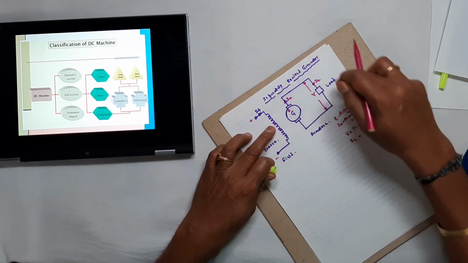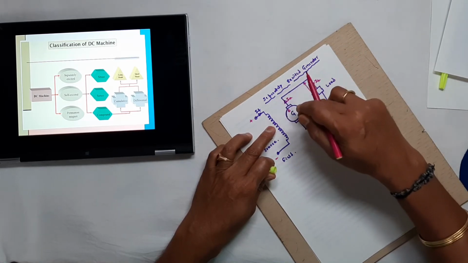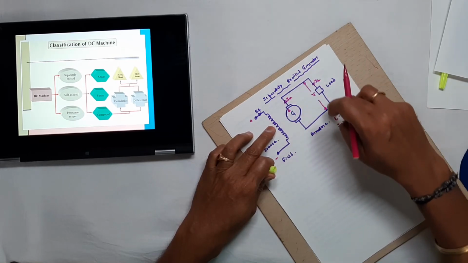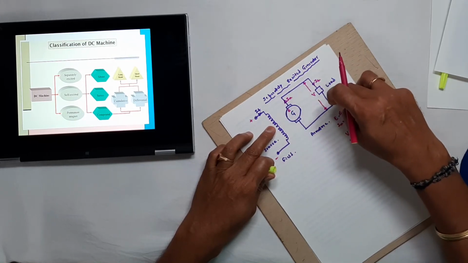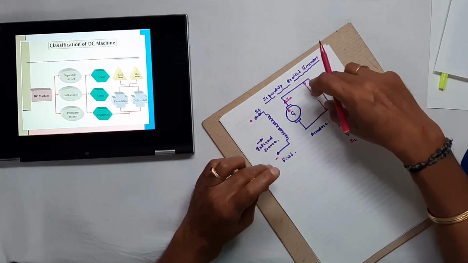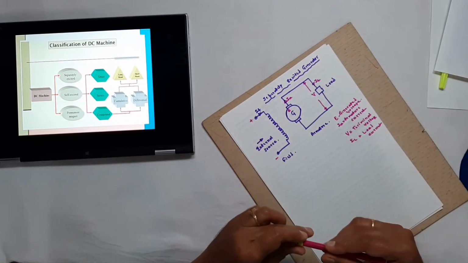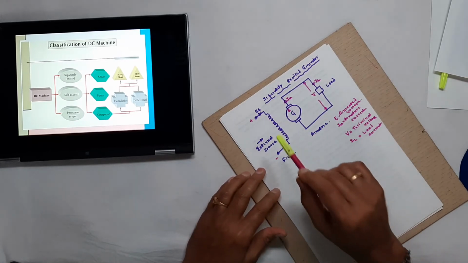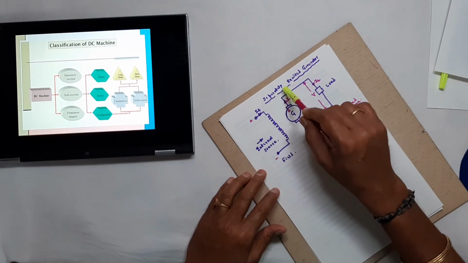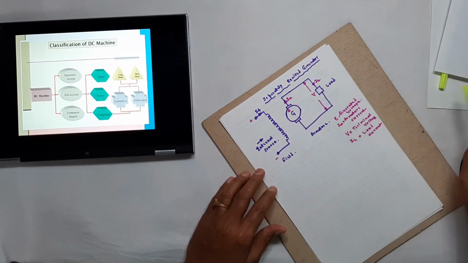Because the circuit is closed, it starts delivering current. The current which is delivered by the armature is called the armature current. The current which is utilized by the load is called the load current. Then the voltage available across the load is called the terminal voltage. Here the winding is excited separately, therefore it is called a separately excited generator.